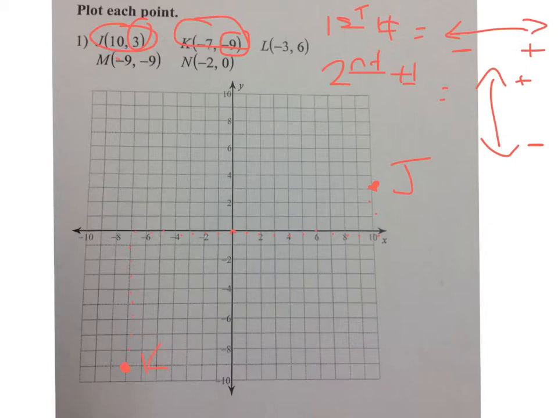Let's do another one. Let's do N. We're going to skip around a little bit. Again, the first number, according to our notes, tells you left or right. It's a negative 2. Negative means left, so I'm going to go to the left 2. 1, 2. And then it says 0. 0 tells me to go nowhere. Don't go up or down. So that means my dot's here, and now to label that N. And remember, if I ask you what quadrant N is in, you would label it x-axis.